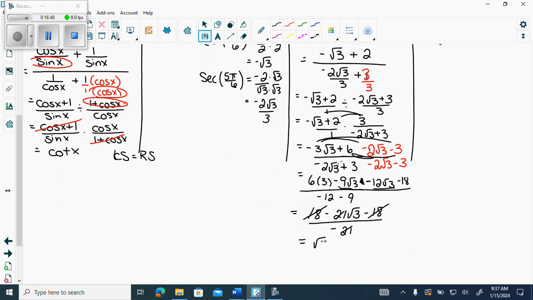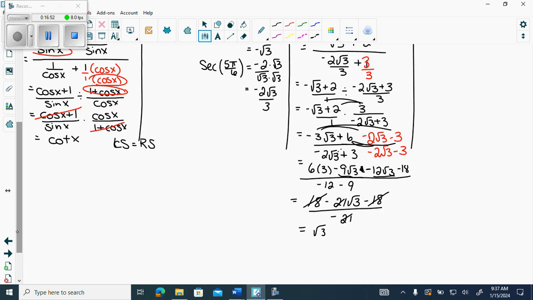Root 3. Was it minus root 3 or plus? It was minus, wasn't it? Oh, this is a plus, and this is a plus. This is a plus. So it's minus. Wow, just fixed all my world's problems by multiplying a negative and a negative is positive. Perfect. And then LS equals RS.